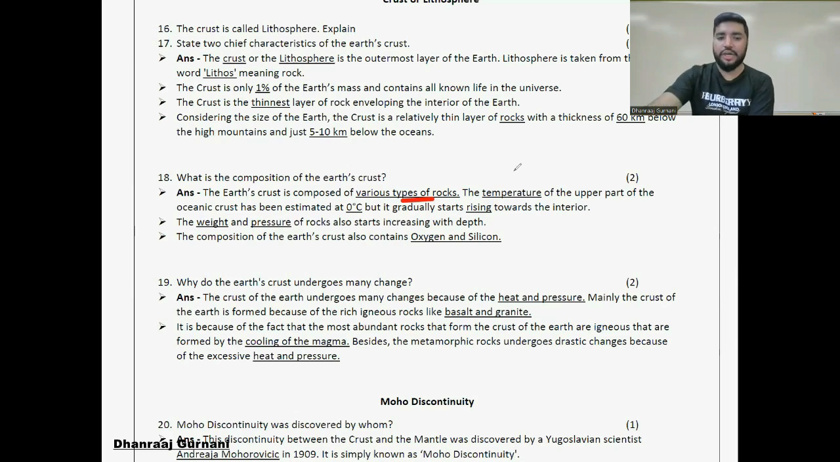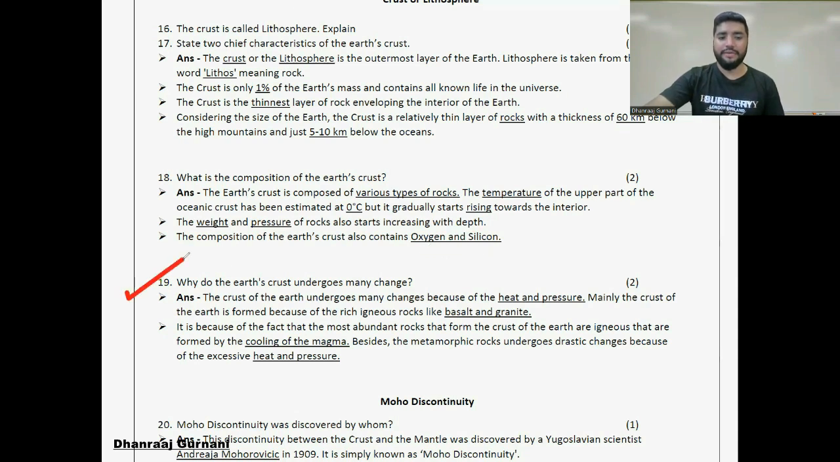The temperature of the upper part of the oceanic crust is estimated at 0 degrees, and as you go below, temperature continues to rise. The weight and pressure of the rocks also start increasing with depth as you go inside. The weight and pressure of the rocks keep on increasing. That's what you did in the core and the mantle also. And the composition of the Earth's crust also contains oxygen and silicon.